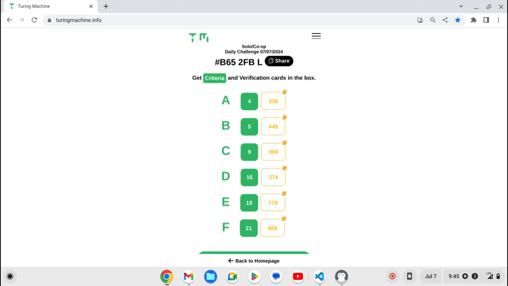Let's begin. Today's July 7th, 2024, and we're solving the Daily Turing Machine Puzzle. Today's puzzle uses the following 6 criteria cards: criteria card 4, 5, 9, 16, 19, and 21. And the puzzle uses the orange verification cards. The code above is your way to get more information on today's puzzle by searching the code on turingmachine.info. Let's go solve.